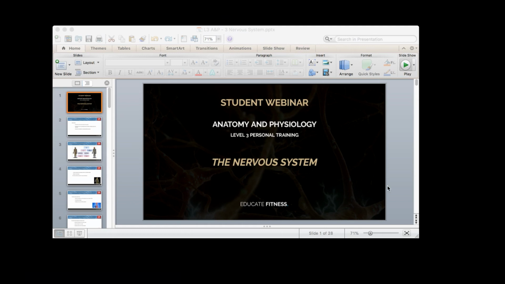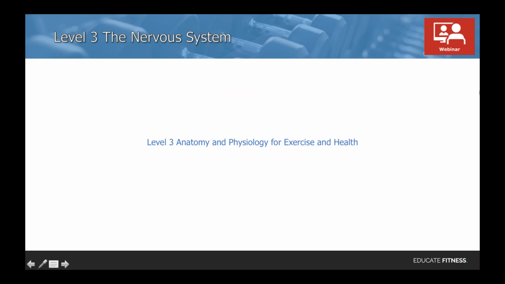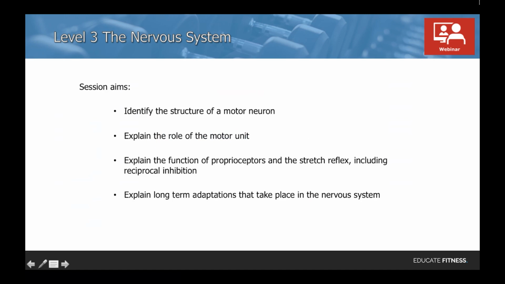Let's move on to the second part of the nervous system lesson. So these are going to be new learning outcomes, new session aims, directly for the level 3 part of the nervous system. So we've got 4 session aims now.